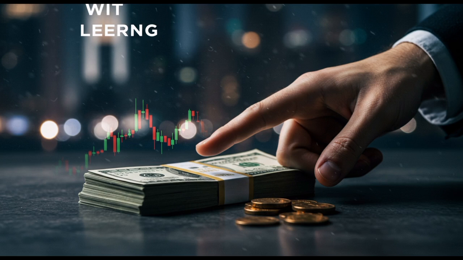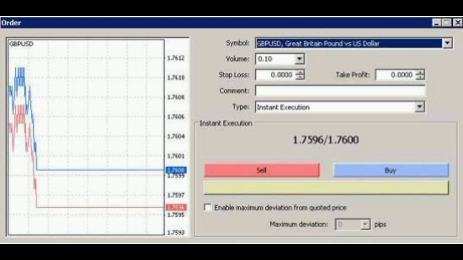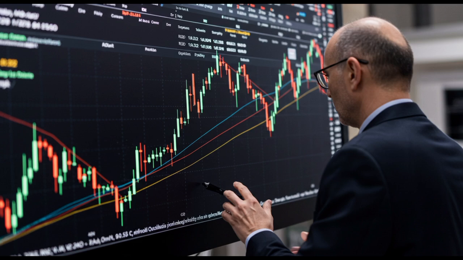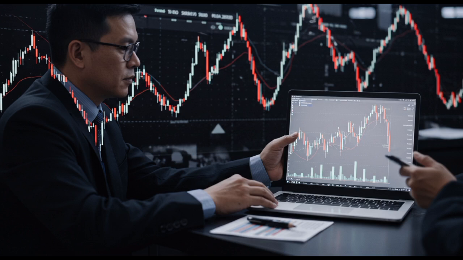4. Placing buy and sell orders. This is where things get exciting, actually placing trades. On MT4/MT5, you'll see two main buttons, buy and sell. Buy order. Going long, you buy when you think the price will go up. Sell order. Going short, you sell when you think the price will go down.